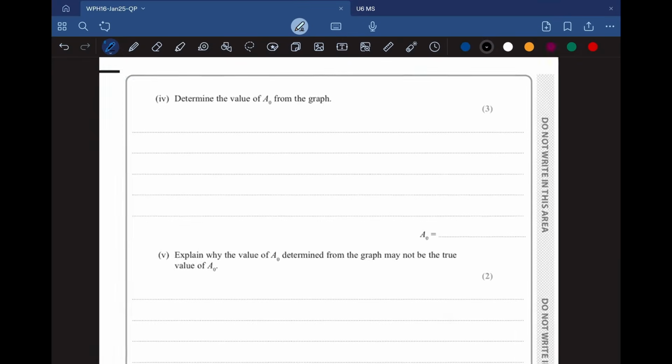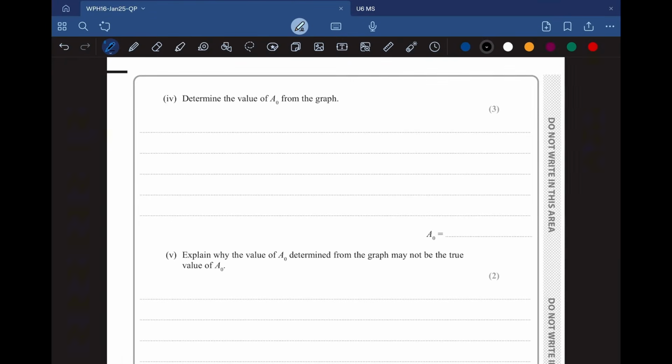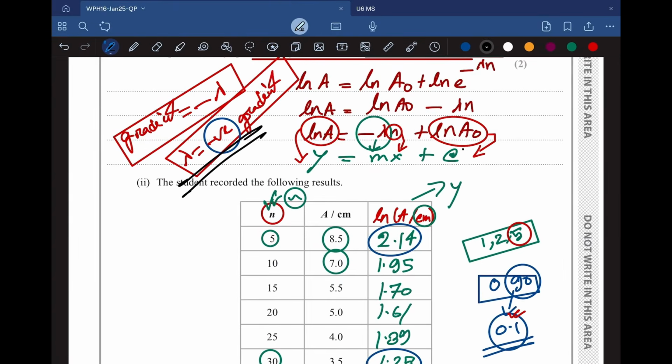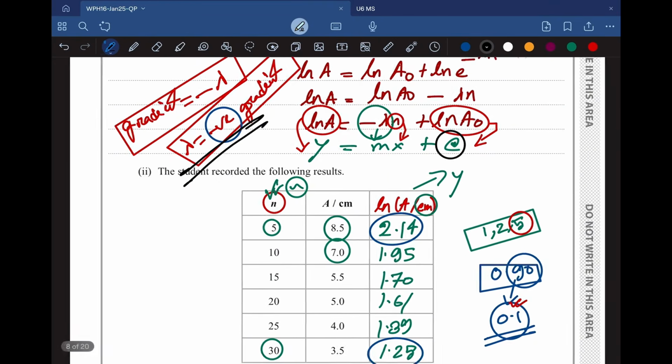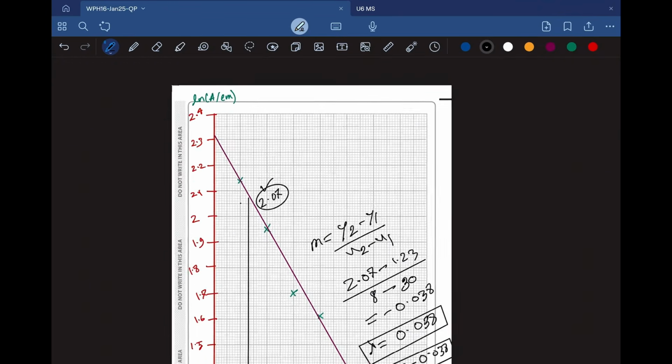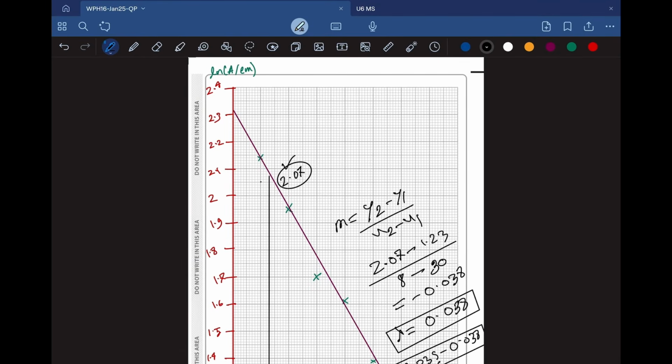Now in the next part of the question, it says determine the value of a naught from the graph. They have asked us to calculate the value of a naught, so let's go through the equation and see what ln a naught was. We can see a naught was actually the y-intercept. Now let's figure out the y-intercept. To get the y-intercept, we'll have to extend this graph a little bit. Just give me 1 minute. Let's extend it accurately.